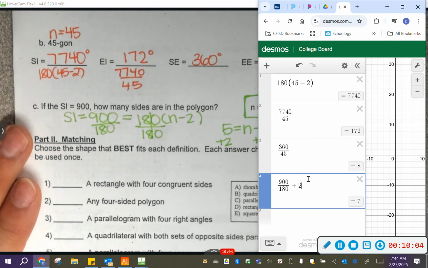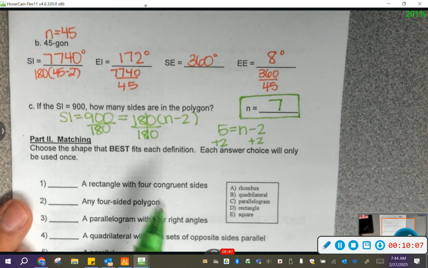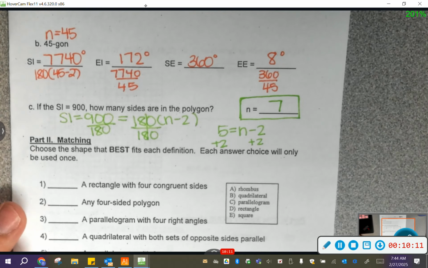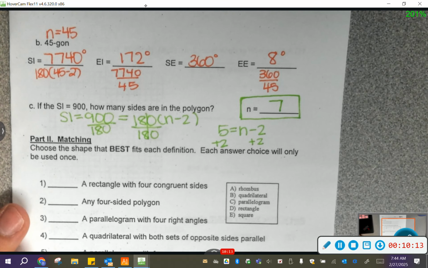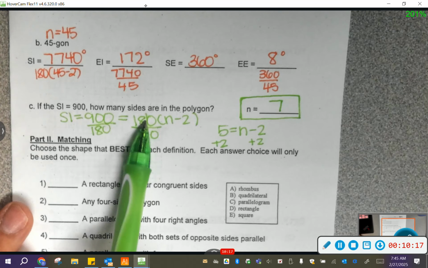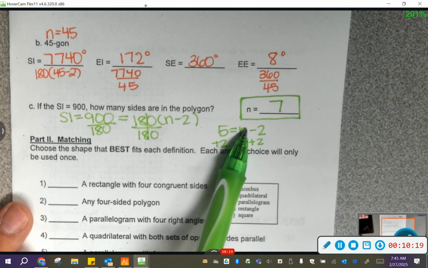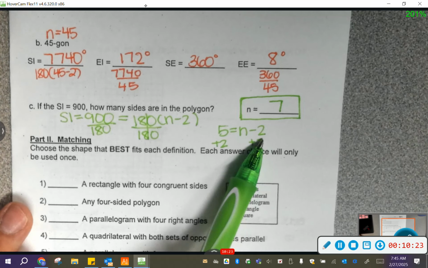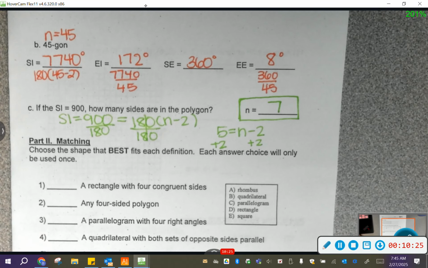You only divide by 180, you don't include the n minus 2? Nope. Divide by 180, add 2. Because you divided by 180, that goes away, so n minus 2 is left. 900 divided by 180 is 5. And then we just get n by itself. You only do that if you're given SI. Correct. Given SI. Yep.